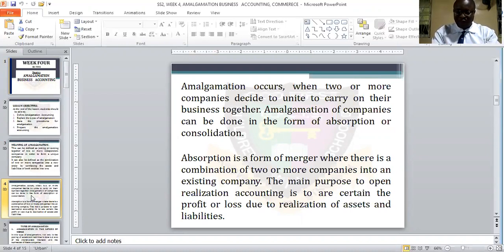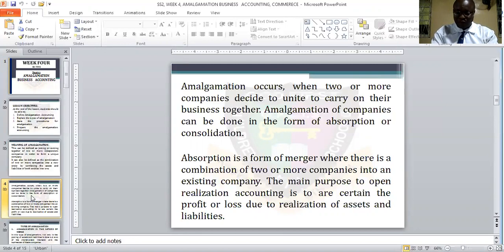The amalgamation of companies can be done in the form of absorption and consolidation. Absorption is also the same thing as amalgamation, or you can call it consolidation. Absorption is a form of merger where there's a combination of two or more companies into an existing company. It simply means two or more companies come together to form a unique or an existing company.